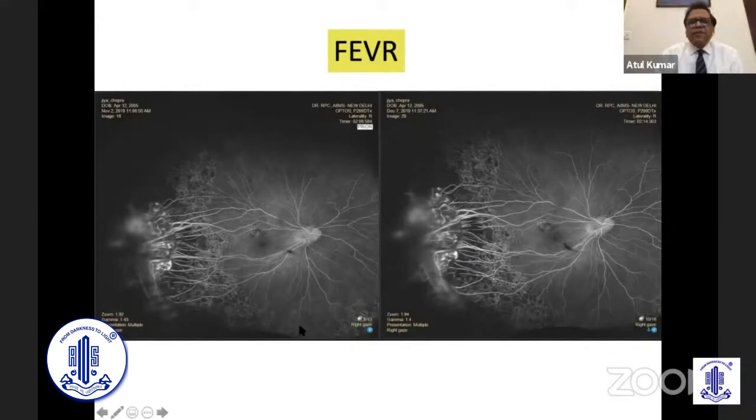So you've got to do a wide field imaging. There is no way out for a FEVR patient to get a standard photographic examination. FEVR cases require peripheral fluorescein angiography. This is one absolute indication, I feel, where the wide field imaging has a major role.